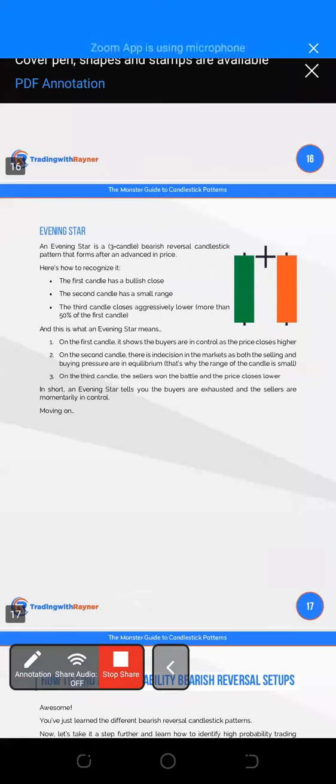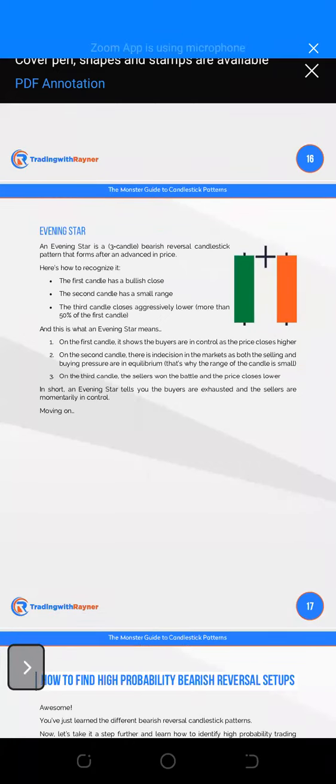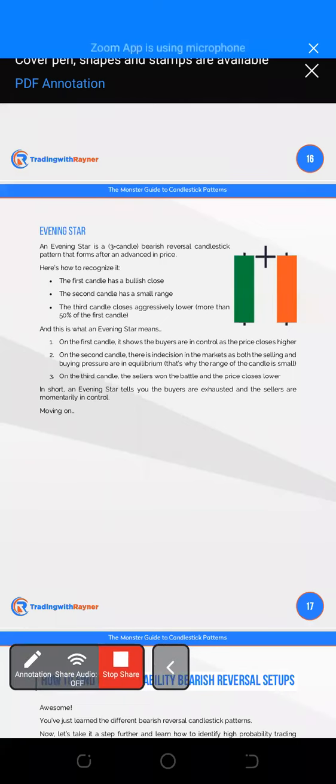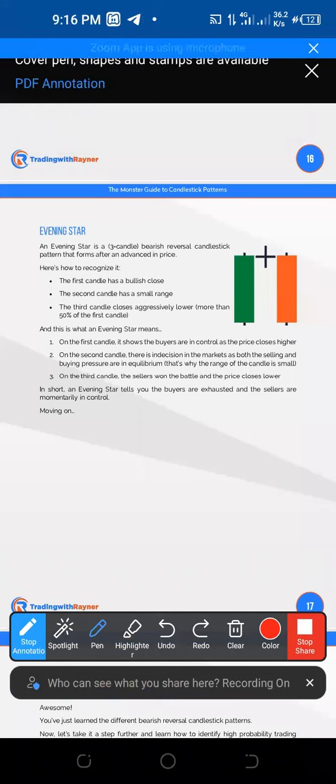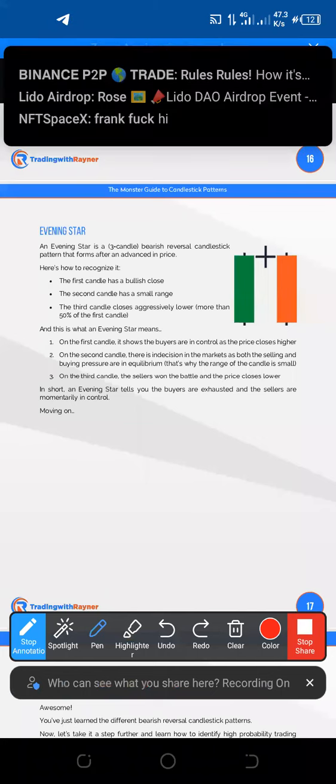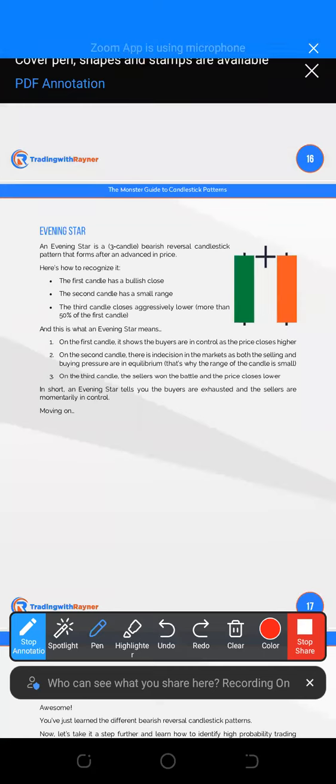Evening star. Evening star is just the opposite of morning star. If you remember, we have something like this earlier when we talked about morning star, where you have the first one with red, like this. Then you have doji.